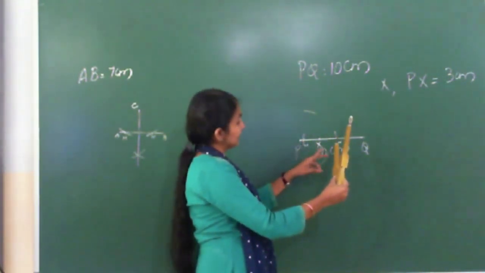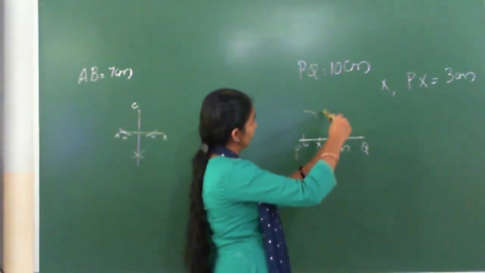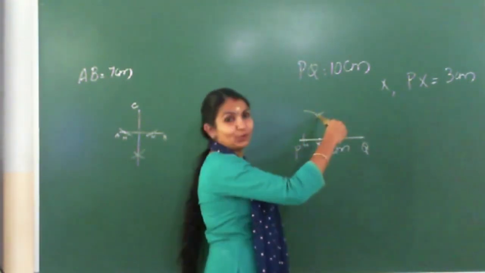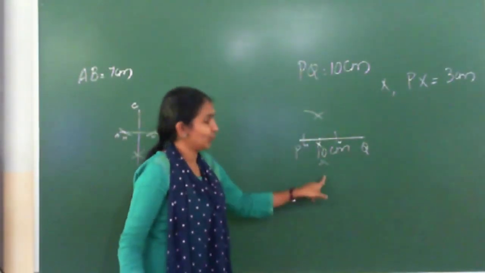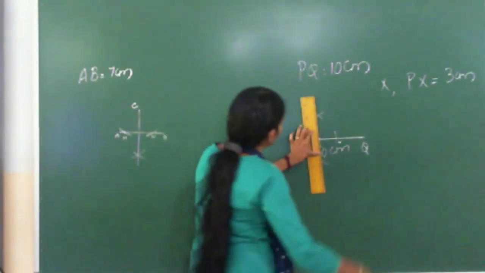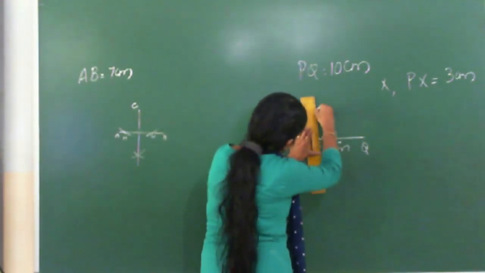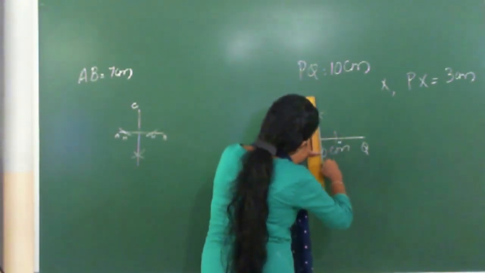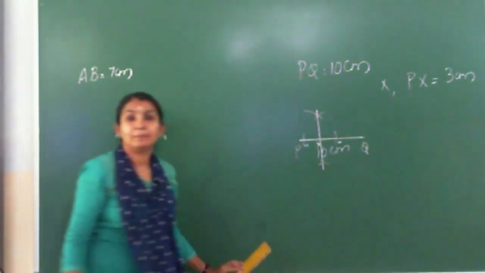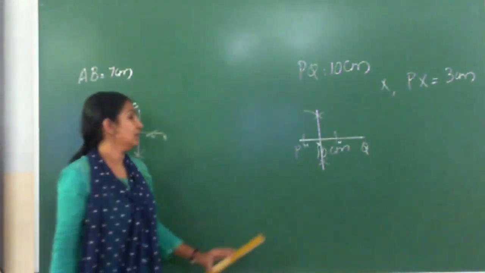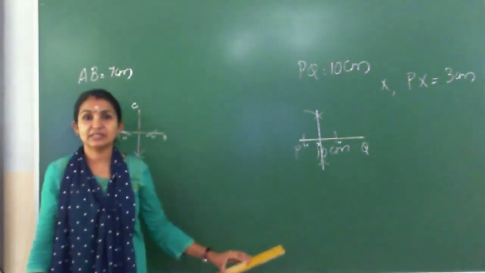So M we completed, now we move towards N and complete it. Now join these two. See, when we join these two, it will pass through this point X. This is the required perpendicular line through X. I hope this one is clear to you.